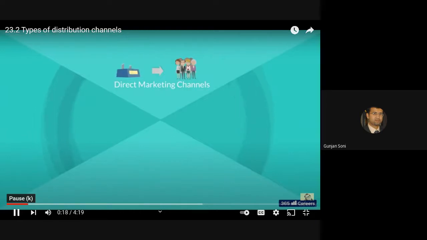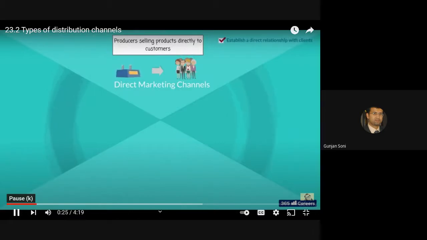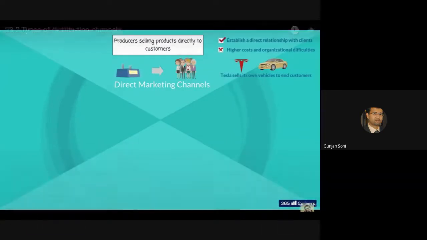Direct marketing channels. These comprise producers selling products directly to consumers. The advantage of this type of channel is the producer can establish a direct relationship with clients, own their data, and manage their experience. However, this comes at the expense of higher costs and organizational difficulties. Tesla is a great example of a company that sells directly to end users. To buy a Model S, you can simply order it on their website. This means cutting the middleman's margin. The price for the end customer is not increased due to dealers' commissions.